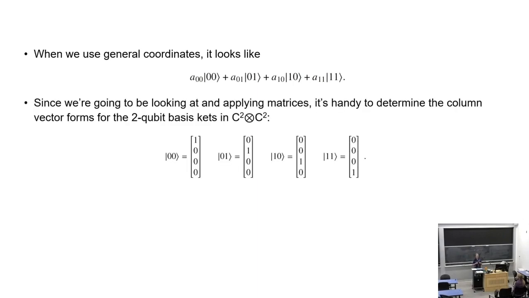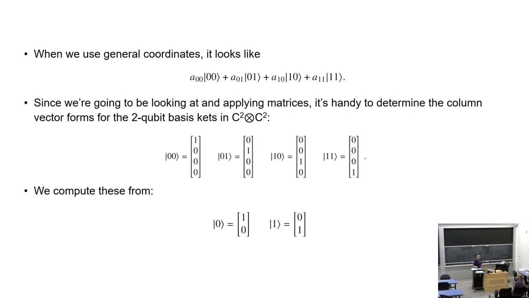And since we're going to be looking at and applying matrices, we can remember that we can write out these 2 qubit states as column vectors. So |00> is the column vector 1, 0, 0, 0. |01> is the column vector 0, 1, 0, 0, etc. So we can compute those column vectors from our original single qubit bases.